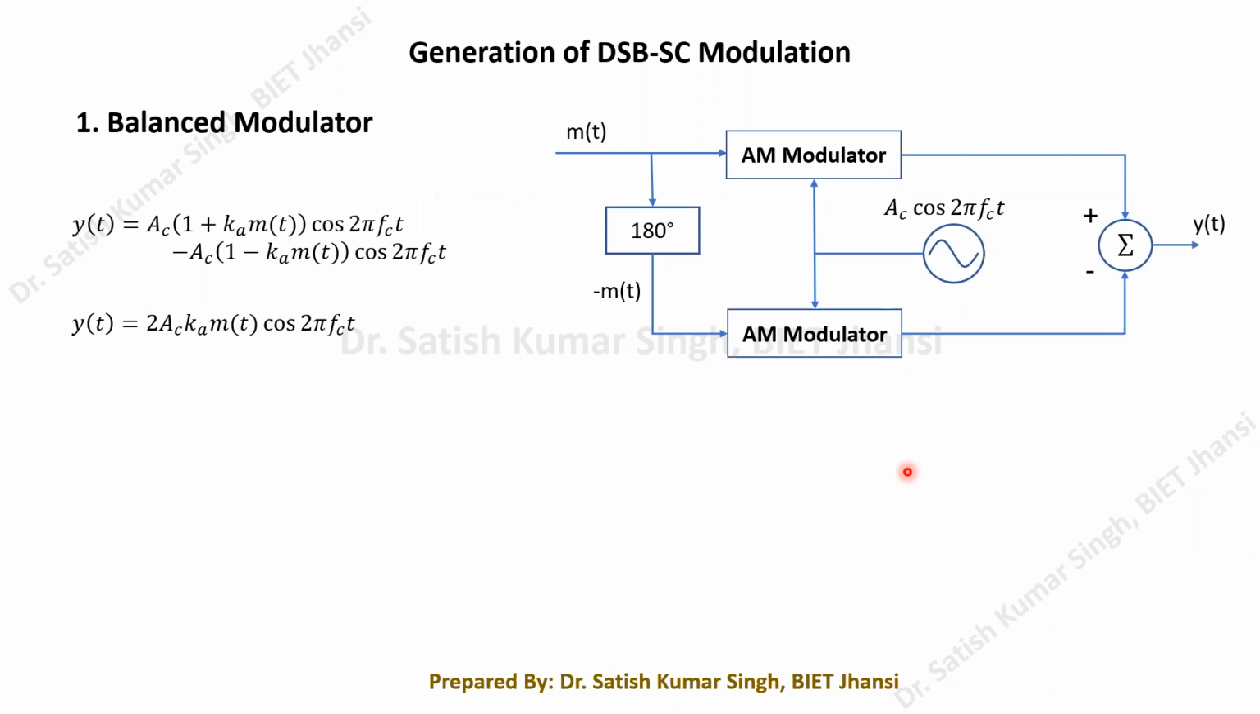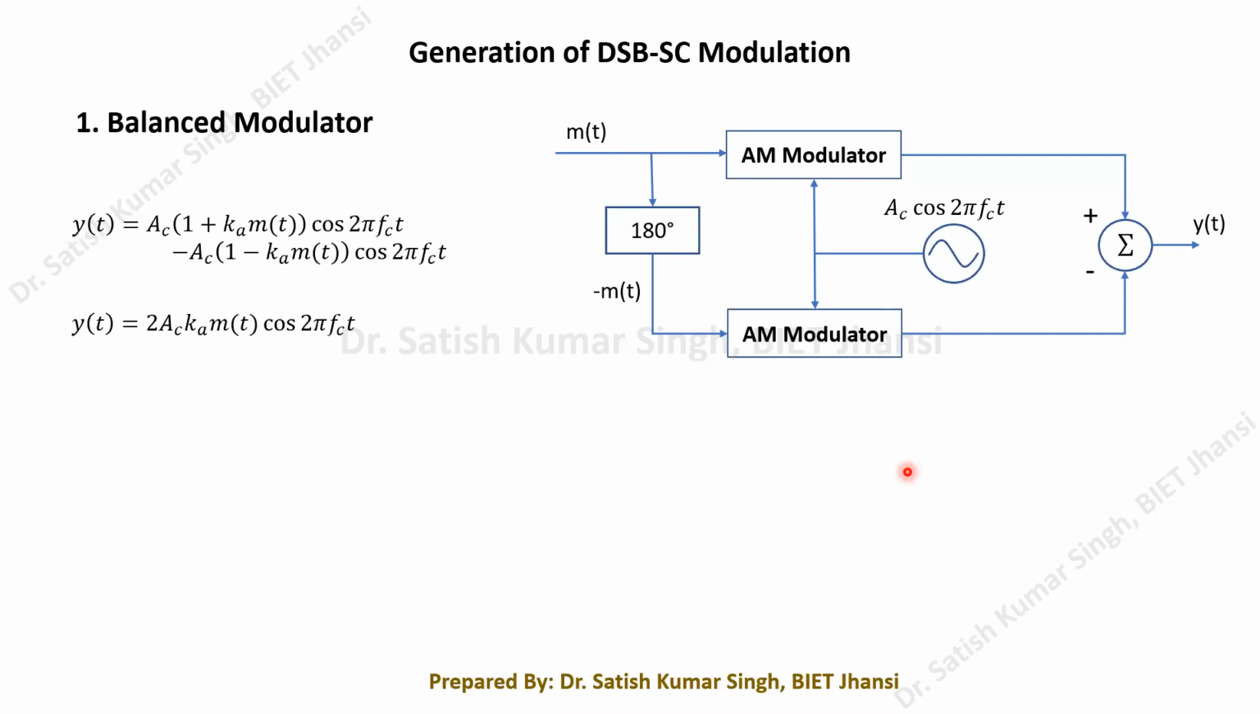So in the last lecture, we have seen the generation of the DSB-SC modulation. Before that, we have already seen what the time domain waveform of the double sideband suppressed carrier modulation and demodulation is in the case of single tone modulation and multi-tone modulation. And we have already seen the generation of the DSB-SC modulation using balanced modulator.